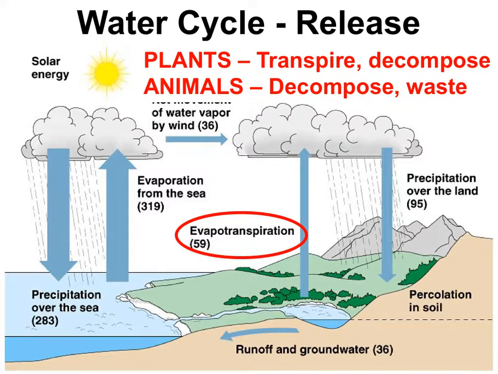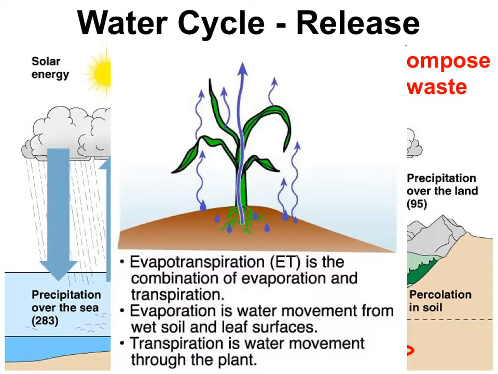Animals release water in their solid and liquid waste, you know what I'm talking about, and plants undergo a critical process called transpiration or evapotranspiration to release water. Transpiration is worth a closer look. So here's an easy diagram of transpiration.